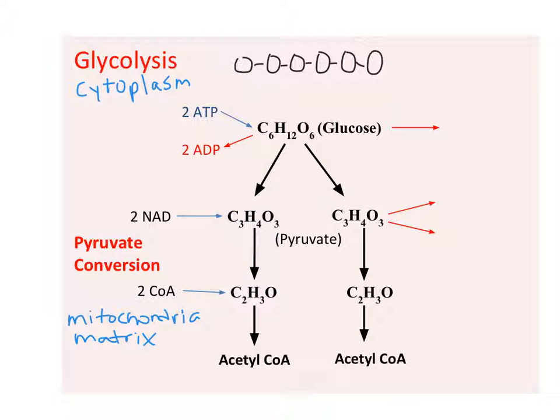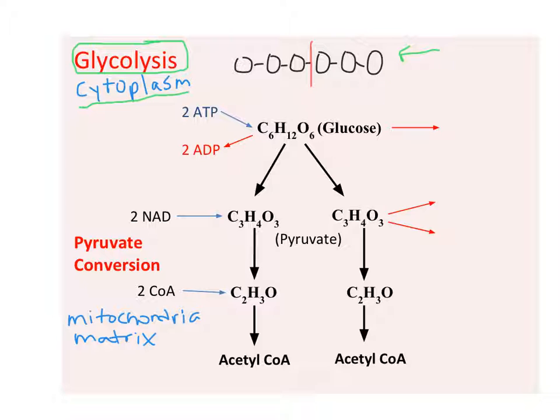Alright, so this is where we left off last time. Remember, the first step of cellular respiration is a reaction called glycolysis. Glycolysis occurs within the cytoplasm of the cell, so it's just like the fluid in the cell that's not within an organelle. So it's not in the mitochondria yet. Now, glycolysis starts with that molecule we've been talking about for several weeks now, glucose, a 6-carbon sugar, C6H12O6.